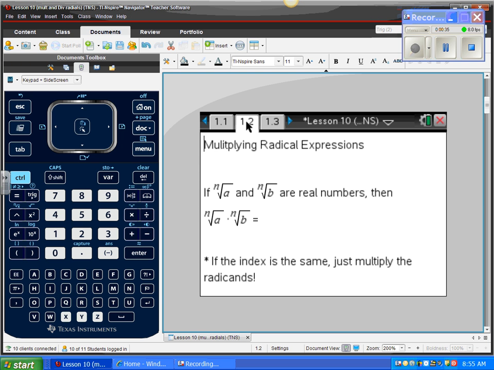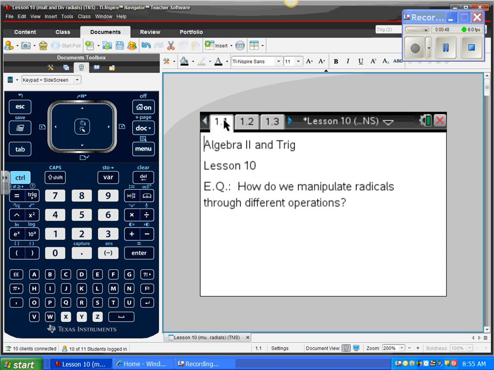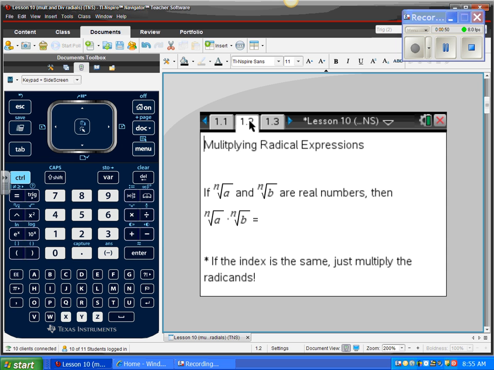Okay. If the nth root of A and the nth root of B are real numbers, then the nth root of A times the nth root of B is, who knows? What's the nth root of A times the nth root of B? Good, the nth root of A times B.